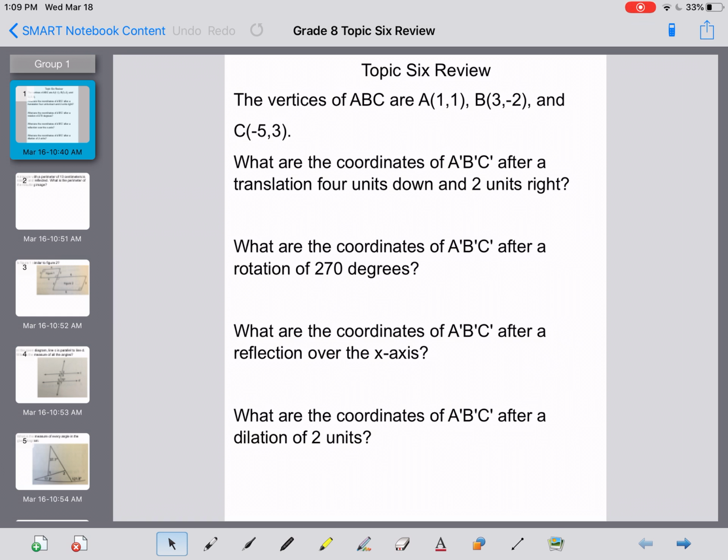Today's lesson is on the topic 6 review. The vertices of triangle ABC are A (1, 1), B (3, -2), and C (-5, 3). What are the coordinates of A prime, B prime, C prime after translation 4 units down and 2 units right? Take a second to copy down that part of the problem, and then we'll work on the rest.